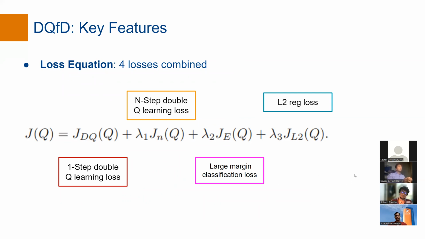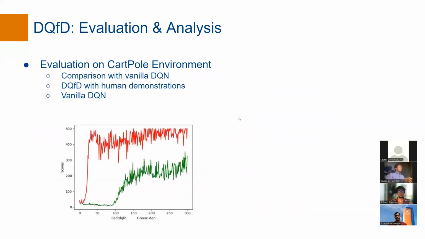Now, the next thing we want to do is go into the evaluation analysis of DQfD. So we evaluate on the CartPole environment as in the previous 2 papers, and we compared the vanilla DQN with DQfD with human demonstrations. So this is the graph we see over here.